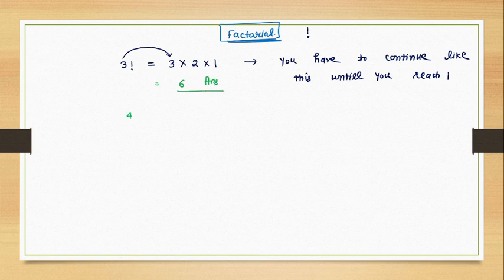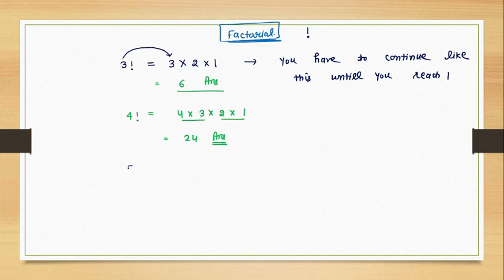In the same way, we can find the value of 4 factorial. 4 factorial means 4 into 3 into 2 into 1. 4 3s are 12, 12 2s are 24. It means the value of 4 factorial is equal to 24.